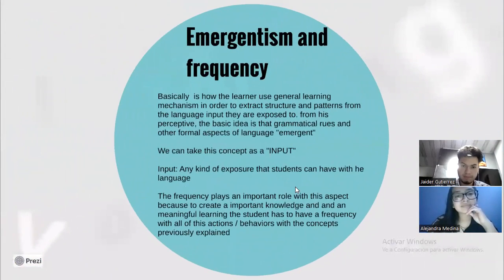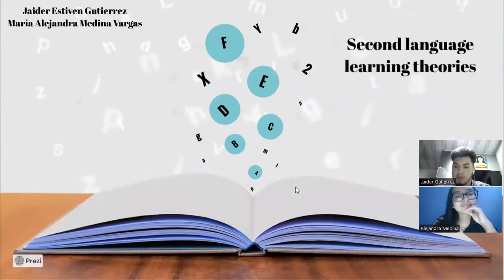So let me move on with the emergentism and frequency. Emergentism basically is like an input. Input is any kind of exposure that a student can have with the language, with the environment in general. And frequency plays an important role because it's the time that you put in as a learner to study or practice one language in order to build meaningful learning. My partner is going to explain the rest of the presentation.